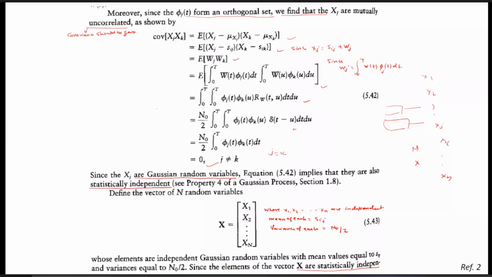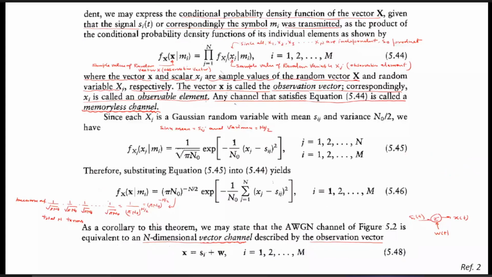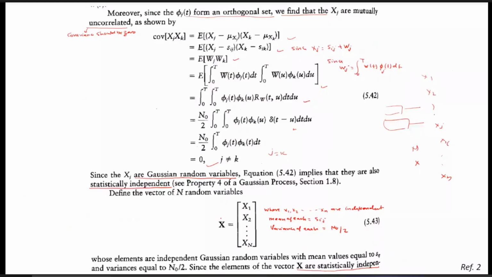Now, as I told you, we calculated this variance and this mean just to define the conditional density function. This random vector X consists of n random variables, and all are independent of each other. We know that if all are independent of each other, then the density function becomes the product of their individual density functions.